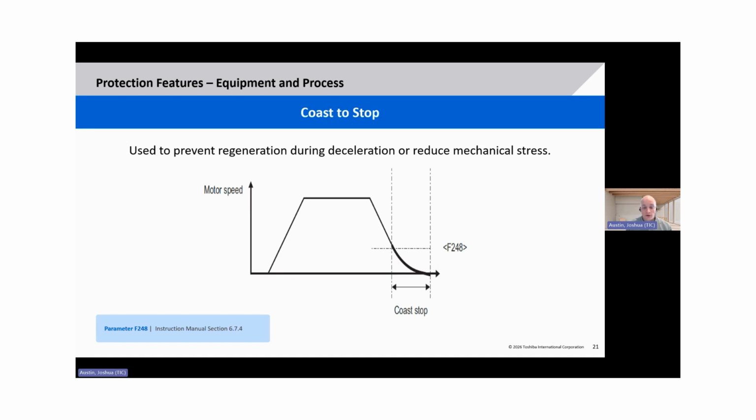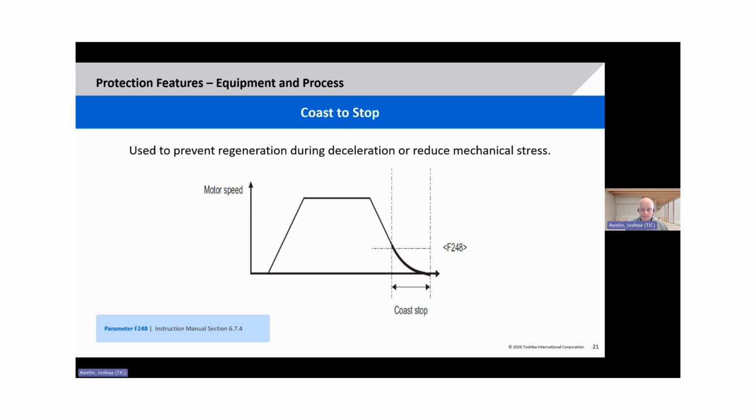So the first function or feature that we'll look at is our coast to stop feature. When you stop the VFD, the most common or default way of decelerating that motor is what's called a controlled stop. And that means that you're going to control the frequency from the operating frequency all the way down to 0. And so you're going to control the deceleration of that motor.